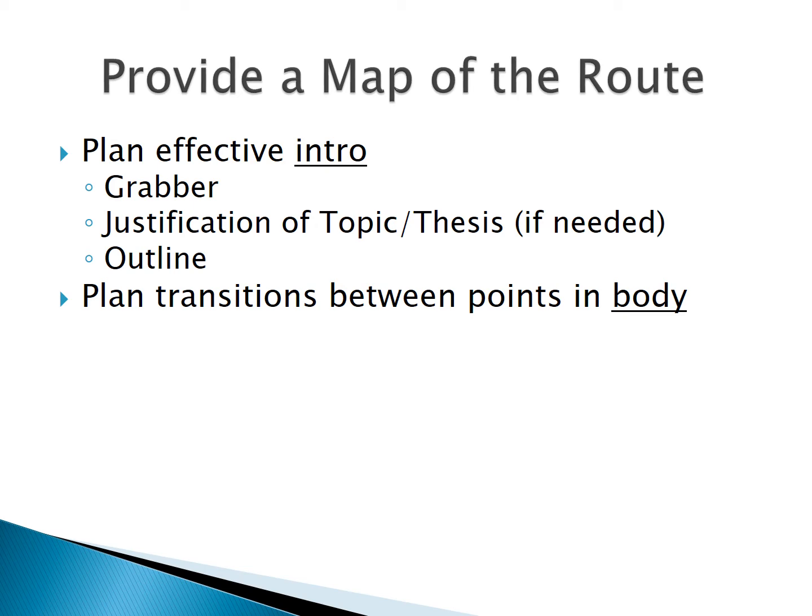So thinking about the map of the route, what are the transitions between points in the body? Sometimes there are internal summaries. If you think back to me just talking about the wheel on a motorcycle, I can talk about all the parts, and then here's the summary. It's really about the hub, the tire, and the spokes, right? Getting that back in people's heads.